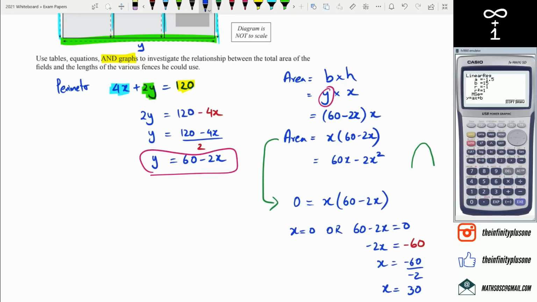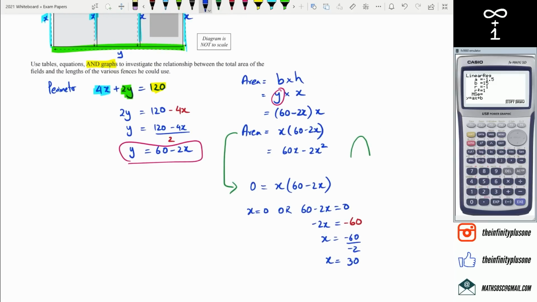Why is that? Well, let's have a look at this. If I take x as 0, then my y is going to be 60 at the top, but x is 0, which means I don't really have an area, so it's not going to work out. And if I take 30 as x, then my 4 lines are going to be 30, which means 30 plus 30 plus 30 plus 30 is 120, which means I don't have any fencing left over for the y direction, and therefore once again it becomes 0.